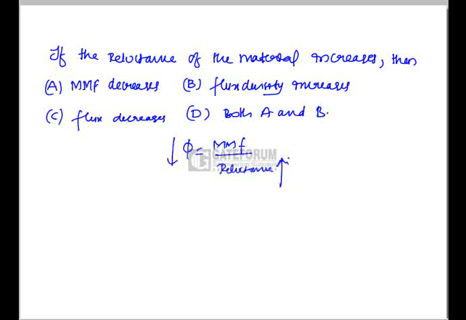And one more thing: MMF is directly proportional to flux and reluctance. If reluctance increases, MMF increases. There is no 'MMF increases' option in this question, so option C is correct.